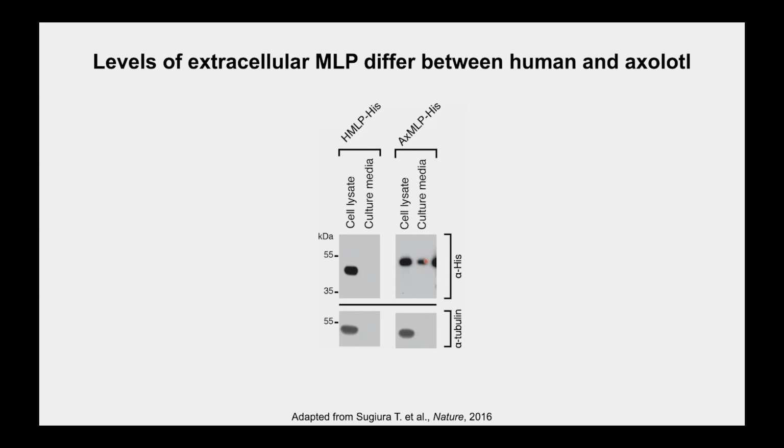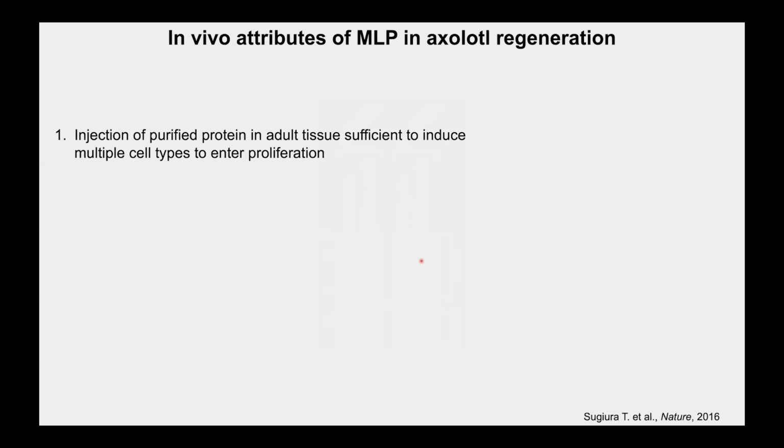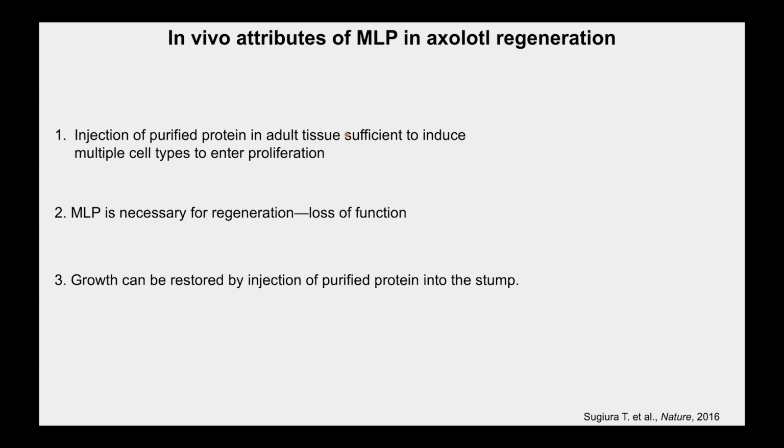We showed this is not due to cell death, whereas the human MLP is not found in the culture media. We purified this protein and showed it's necessary for the activity. Just to summarize those results, we could inject this purified protein into the adult axolotl tissue, and that was sufficient to induce multiple cell types to enter S phase. We could block the activity of MLP in the axolotl, and then we blocked regeneration from starting. Under those conditions, we could inject the protein into the inhibited animals and restore the growth of this tissue.